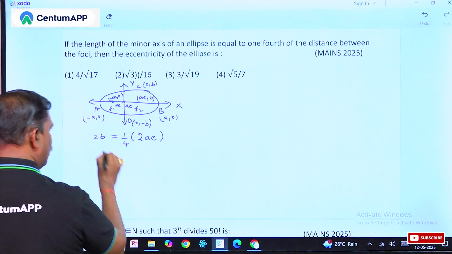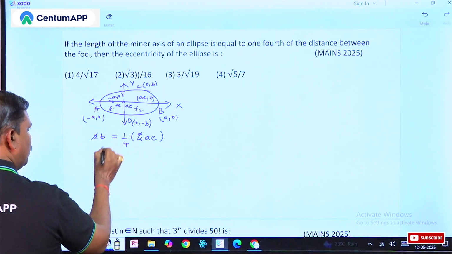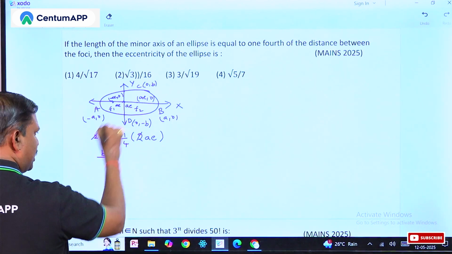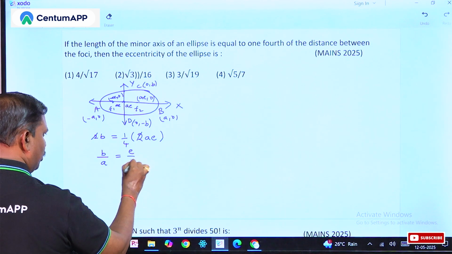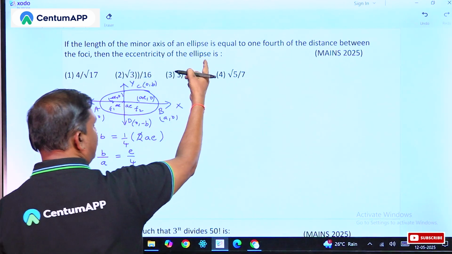2AE. Now observe, the 2 on the left side and the 2 on the right side get cancelled. Now here, A is transposed to this side, so B by A is equal to E by 4. Yes. Now what they asked in the question: the eccentricity of an ellipse.